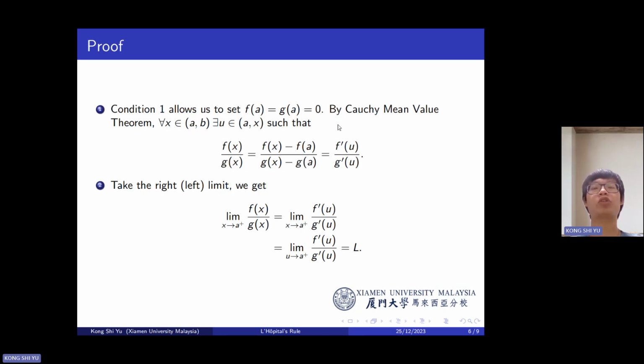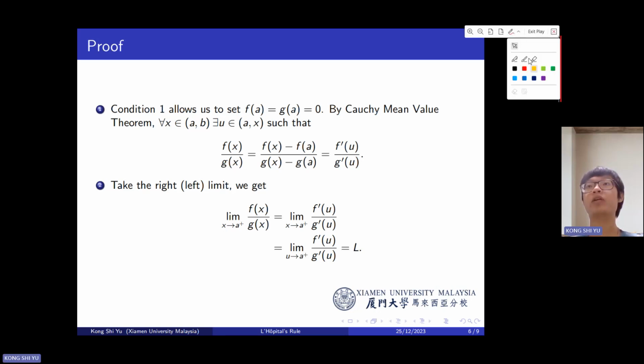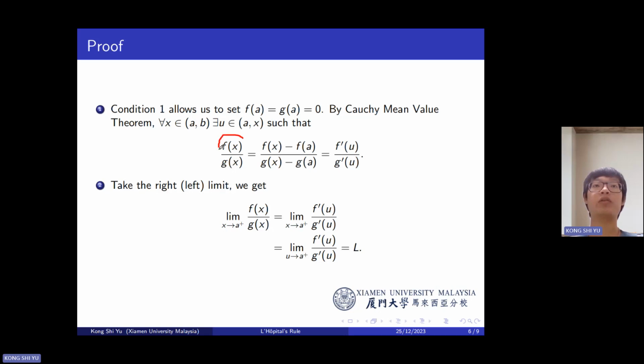So now, applying the Cauchy mean value theorem, we can get the following relationship, and we'll be looking at this, particularly this and this. Then we take the right limit, and we can also take the left limit. That's the proof for the left-handed limit version of the theorem just now.